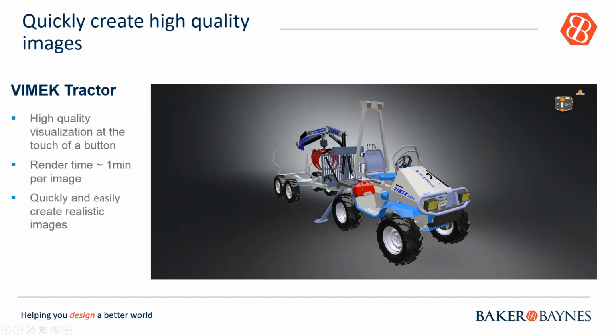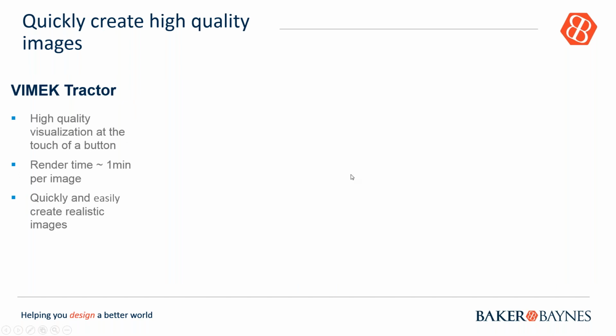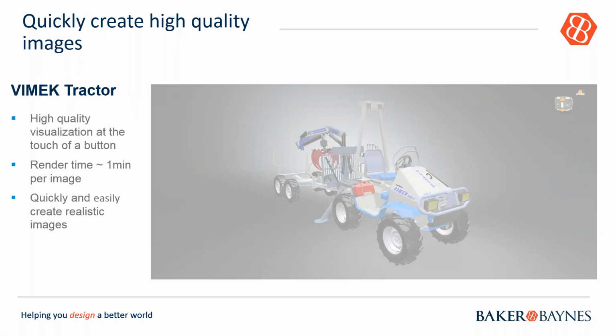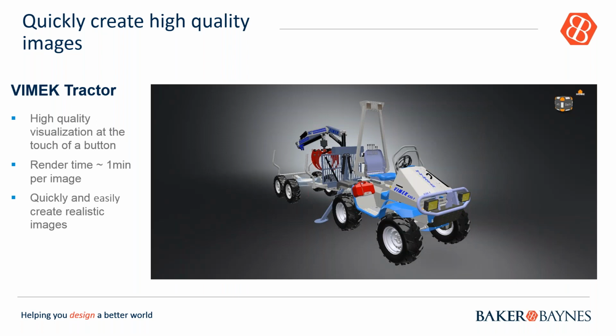And you can see the differences when actually bringing it in. Now, I want to actually see if we can get this going in. Again, with here, higher quality visualization, right? Render time per image was 1 minute, and it was quick and easy to create these realistic designs. Now, this is what it looked like after it was rendered. A very quick render that took 1 minute.